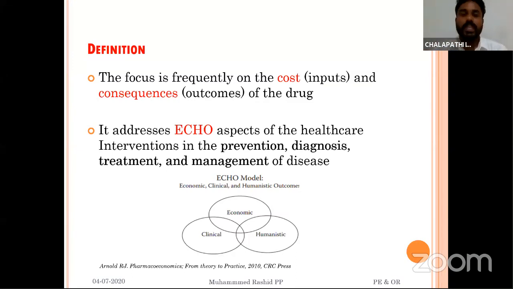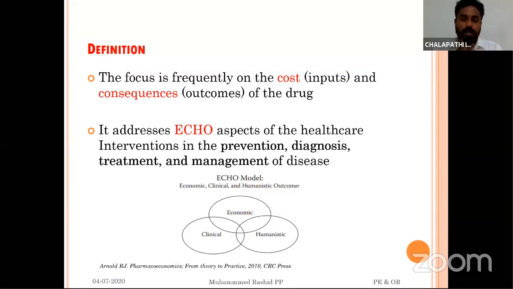I'll give you an example. Suppose I'm trying to diagnose a brain tumor: is it better to use CT or better to use MRI? I have two diagnostic tools, MRI and CT. If I'm checking how cost effective CT is for the diagnosis of a brain tumor when compared to MRI, that kind of analysis is called health economics. Are you clear? Health economics.